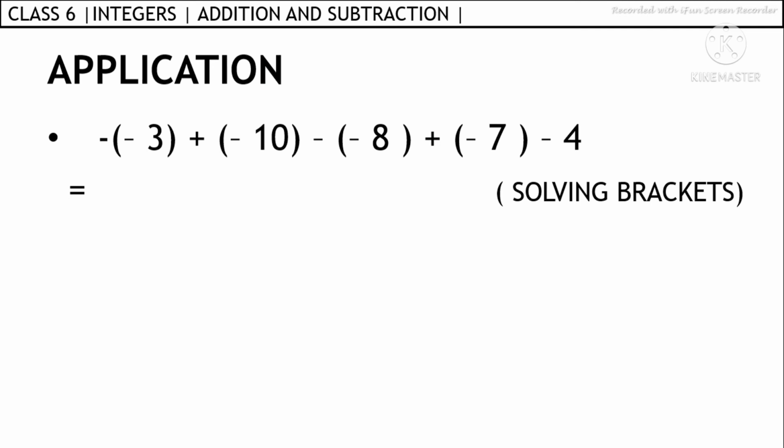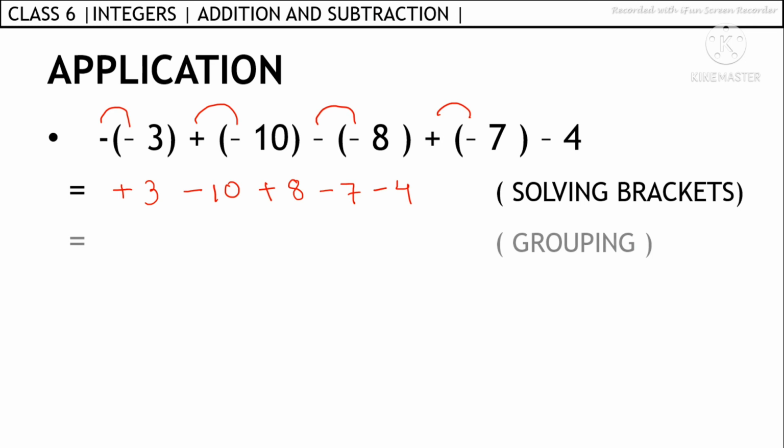As you can see here in the first case, minus 3 is inside the bracket and outside we also have minus. So with simple multiplication, minus into minus gives plus the number 3. Next, plus into minus, minus the number 10 as it is. Next, minus into minus, plus 8, plus into minus, minus 7. And at last we have no brackets, so we simply write minus 4.